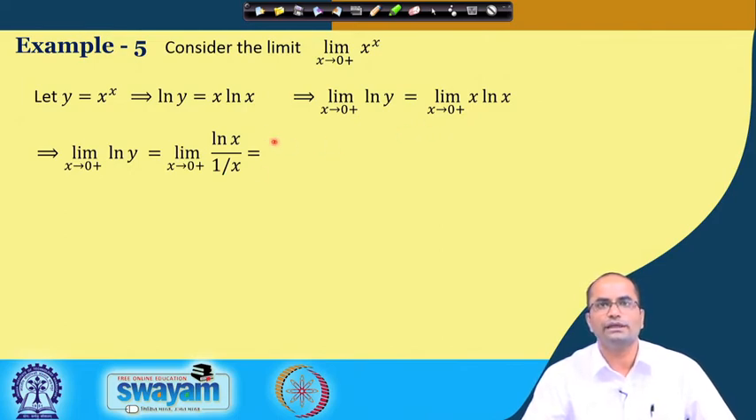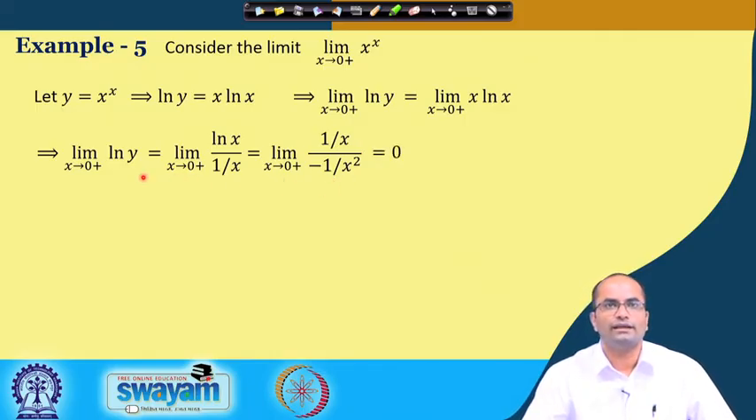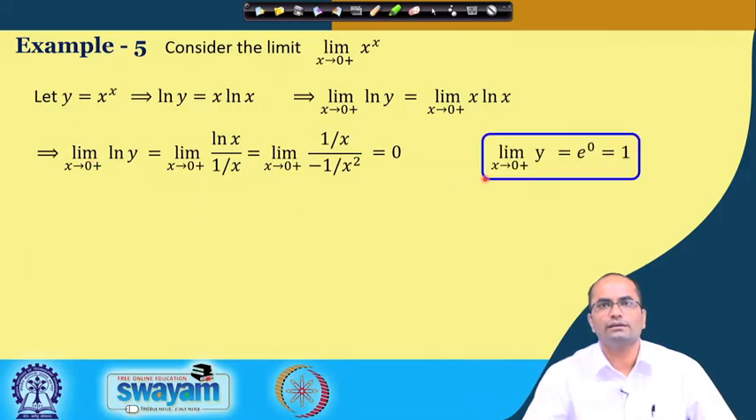So, we have the 0 times infinity form, which we have already discussed before. So, we will bring it into the infinity by infinity form: ln x and 1 over x, and now apply the L'Hopital rule. So, ln x will give 1 over x, and here minus 1 over x square, which is simply minus x here, and x goes to 0. So, this will become 0, and then taking the exponential of both the sides, we will get the limit of y is equal to e to the power 0, which is 1.